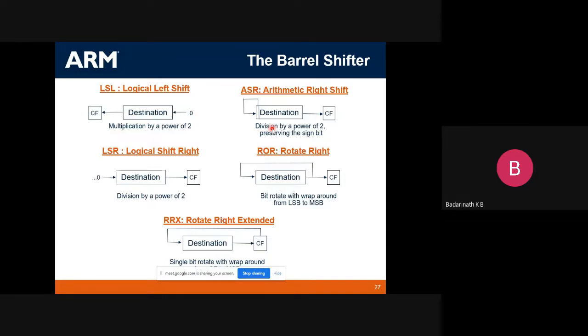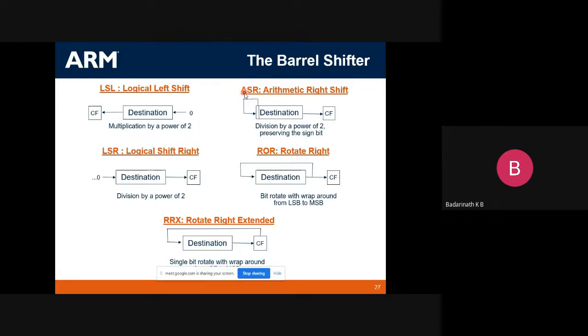If you use a logical shift, your answer will be wrong, you'll get a positive number. So that is why when you use a signed number and want to produce a division effect, you have to use what is called arithmetic shift right. Now, we'll come to the last two operations, that is rotate and rotate right extended. So what is a rotate right operation?